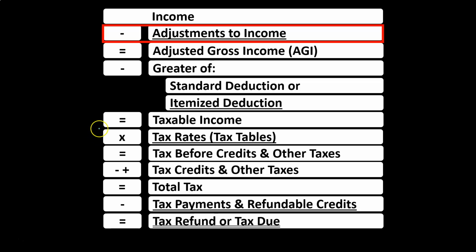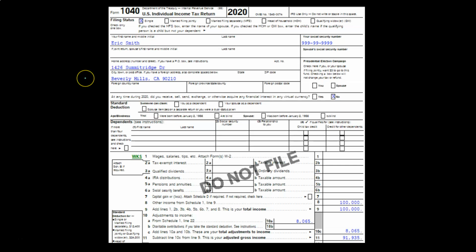We're going to be focused in on the top half, the modified income statement, on line 2, that being the adjustments to income. You could call them above the line deductions as opposed to the below the line deductions, which would be the greater of either the standard deduction or itemized deduction. So we're going to be concentrating up top, on the deductions that are adjustments for the AGI.